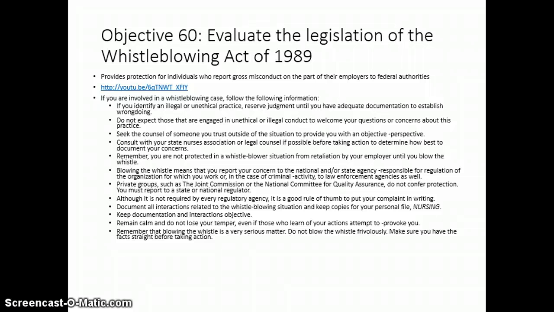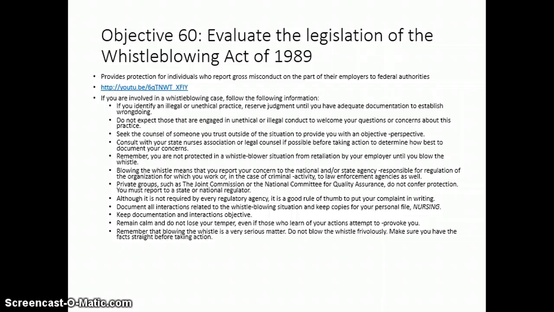Although it is not required by every regulatory agency, it is a good rule of thumb to put your complaint in writing. I would suggest that. Document all interactions related to whistleblowing situations and keep copies in your personal file. Keep documentation and interactions objective. Remain calm and do not lose your temper, even if those who learn of your actions attempt to provoke you.